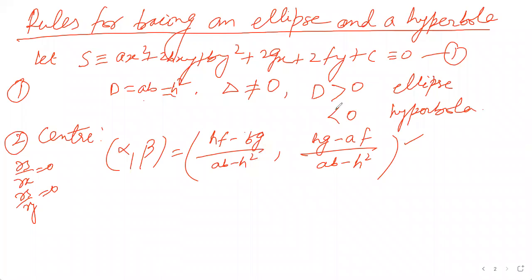So ab minus h square is here, either it will be positive or negative. So this is in fact the point of intersection of these two. ऐसे आप निकाल सकते हैं, तो ये चीज निकल आएगी. Then you will find the equation of the, then third step is equation of the conic on shifting the origin to the center. I will shift the origin to the center to find the equation.